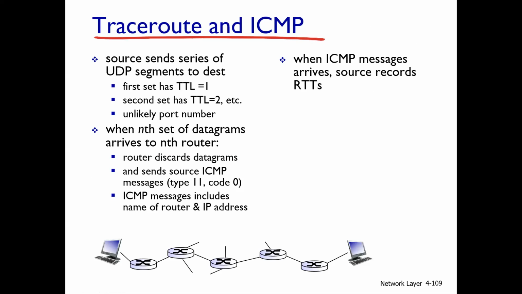Now, this ICMP is used for a very interesting little utility called Traceroute, which was there as part of operating systems, Unix and so on. What you want to do is trace the route from one host to another host, so you want to find out along this path what the IPs of the interfaces are, okay? So how can you do that? Well, you can do that by sending a series of UDP segments to the destination, and these are carefully crafted UDP segments.